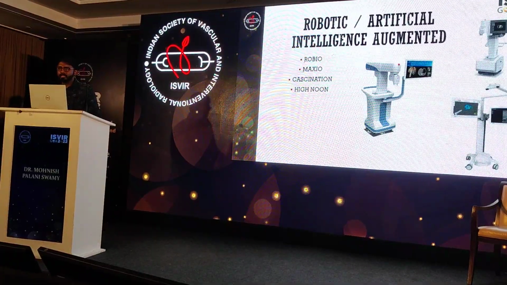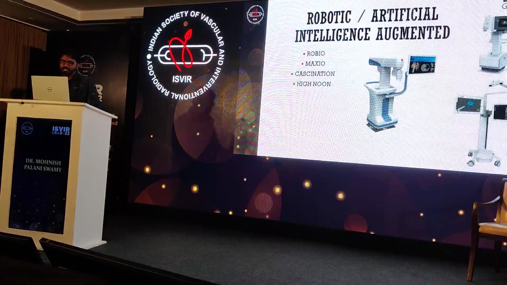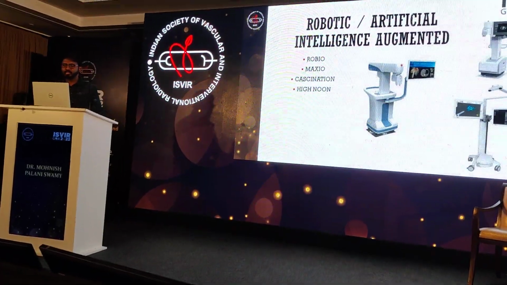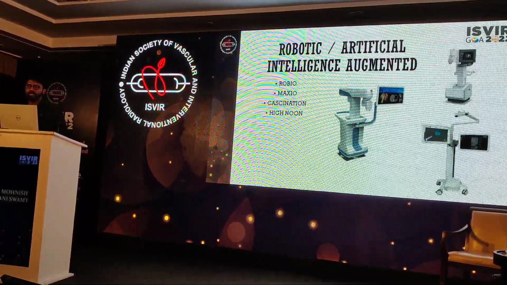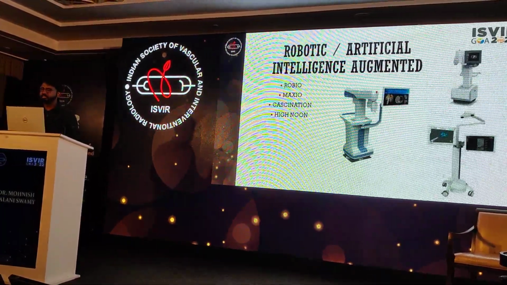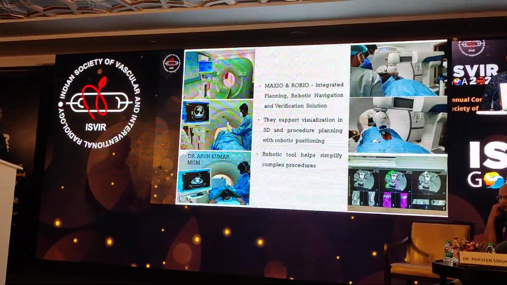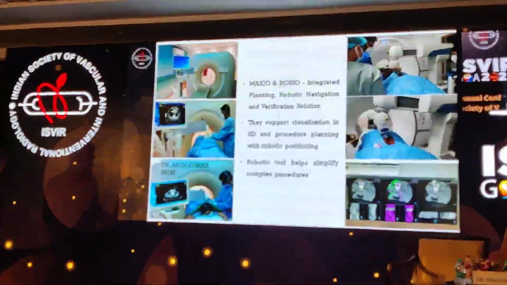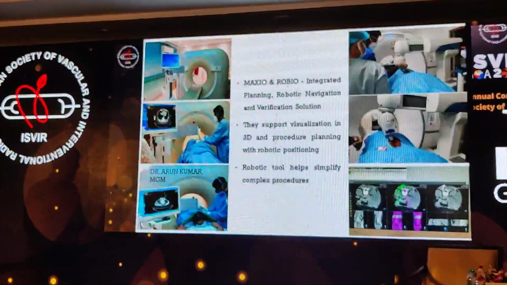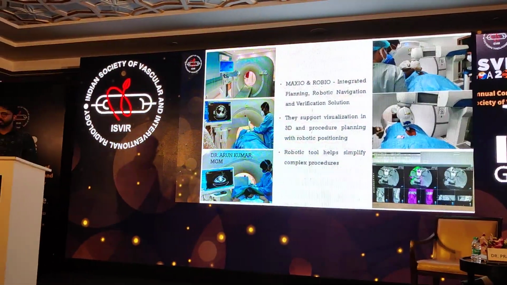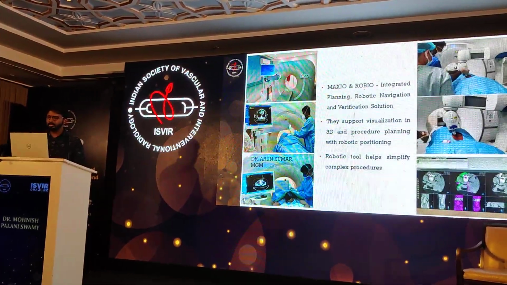Coming on to the next gen, robotic or artificial intelligence augmented machines which you can see in the market, you'll be seeing Rubio, Maxio, and the newly launched Casination and Ainu. These are the machines which we have already worked with. Maxio and Rubio come with integrated planning, robotic navigation, and verification. They support 3D visualization of the lesion and procedure planning with robotic positioning, and the robotic tool helps simplify complex procedures.